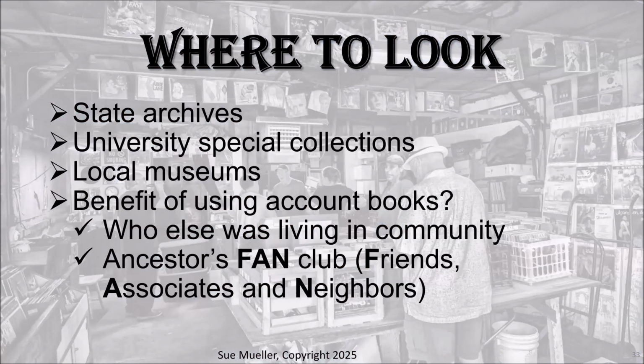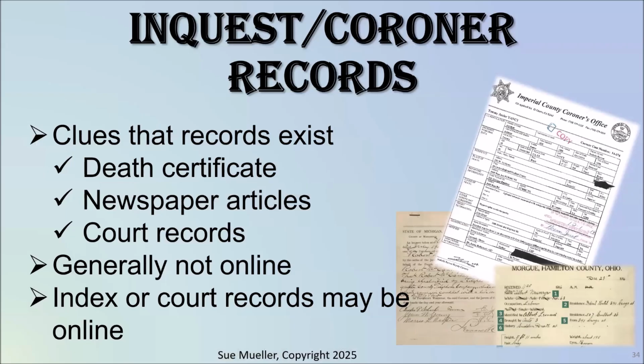Those things are in the state archives, or a university might have a special collection. They might be in local museums. They may not be accessible to you, and they don't want to digitize some of those old records, sadly. But you can see who else was living in the community. I mentioned before what we call the fan club, which is friends, associates, and neighbors. You will find that they often moved with their friends, and particularly when it was an ethnic community, they were more comfortable with people who were like them, and in some cases spoke the same language.